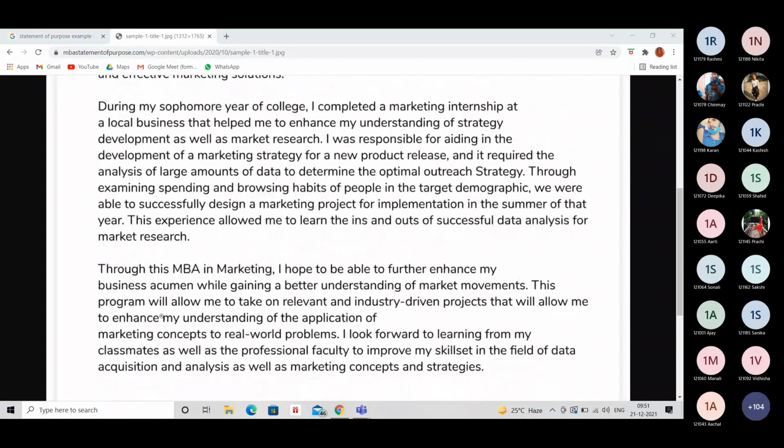So it helped him to do data analysis, and through his MBA in marketing, he hopes to gain even more information or knowledge. That is why he is applying for this course.